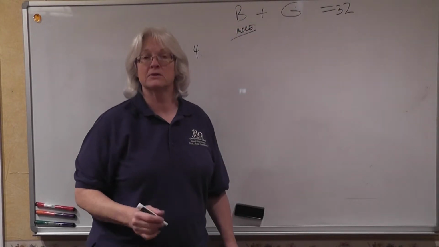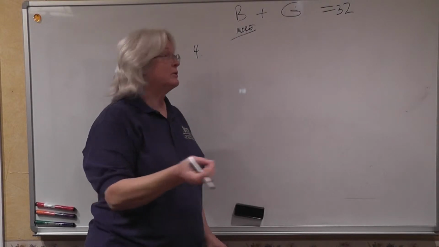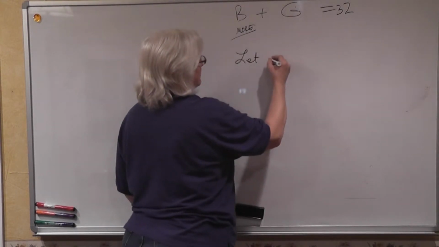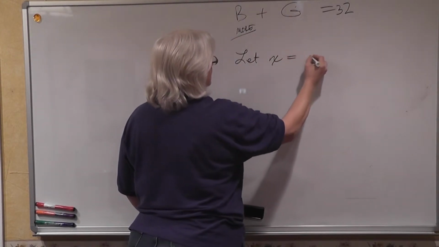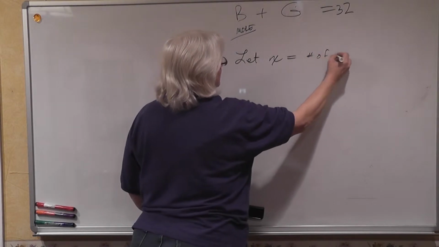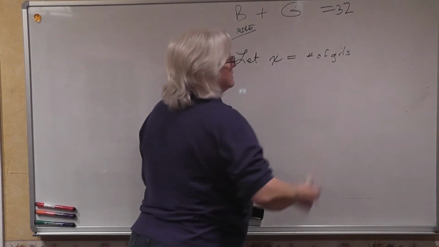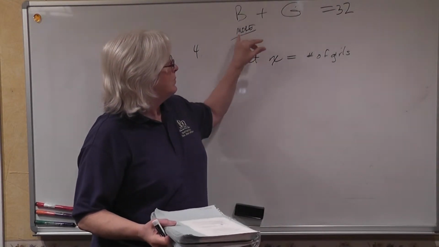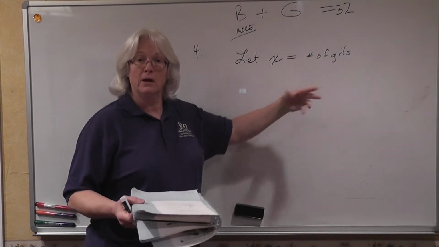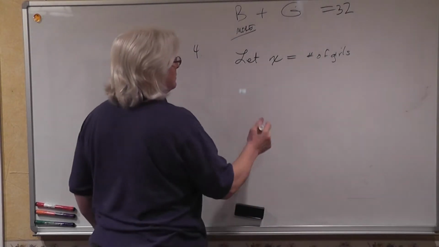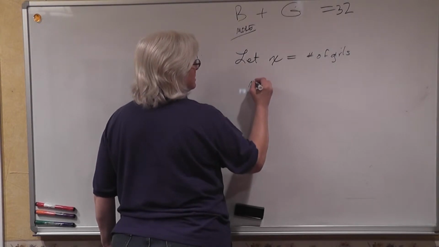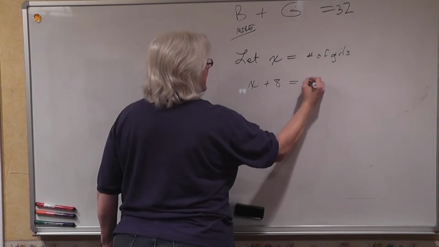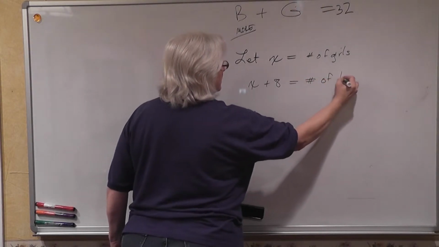than there are girls. So let's let the variable that we're looking for, if you want to say let G be the number of girls or whatever, I just use X. Let X equal the number of girls. If there are 8 more boys than girls, how are we going to express that? Well, we're going to take the number of girls and we're going to add 8 to that, and we're going to say that that is the number of boys.